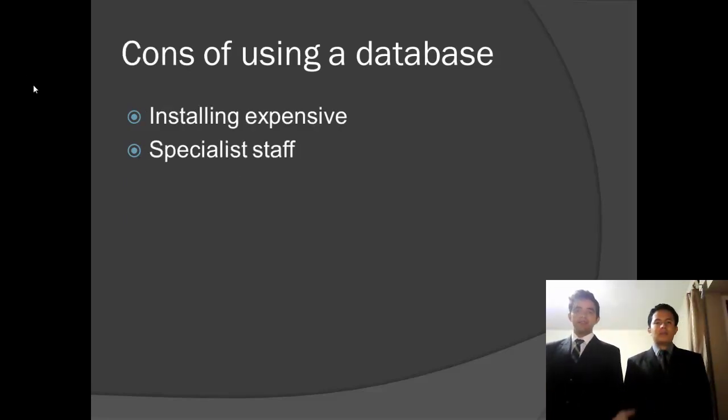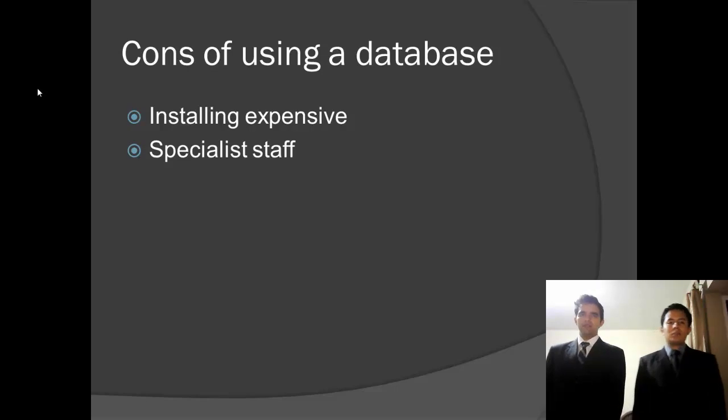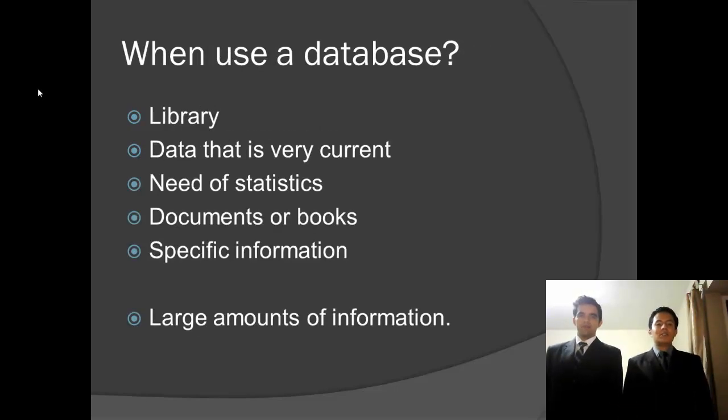Installing is expensive: new facilities or expansion, operating systems, compilers, a commercial database management system, more powerful computers, and others. And especially staff with special knowledge. When should we use a database? In a library, when we need to know where a book, a magazine, a journal, or a newspaper article is. When the data is very current, when we need statistics from the data, when we have documents or books, or specific information. Also when we have large amounts of information and we need to access it quickly and find specific information.